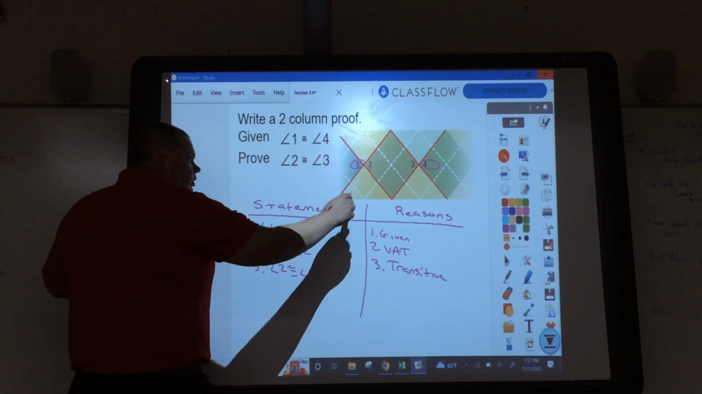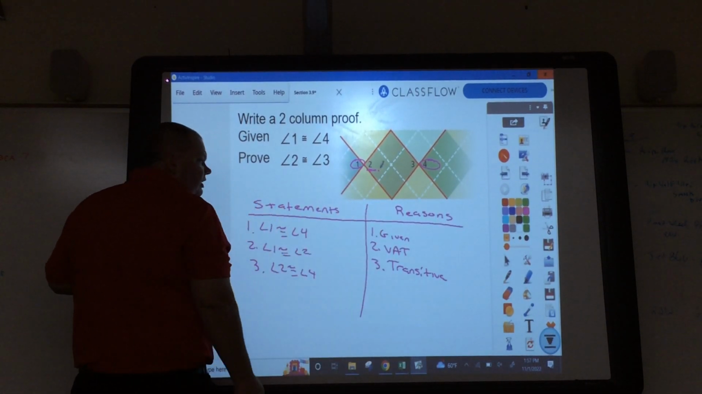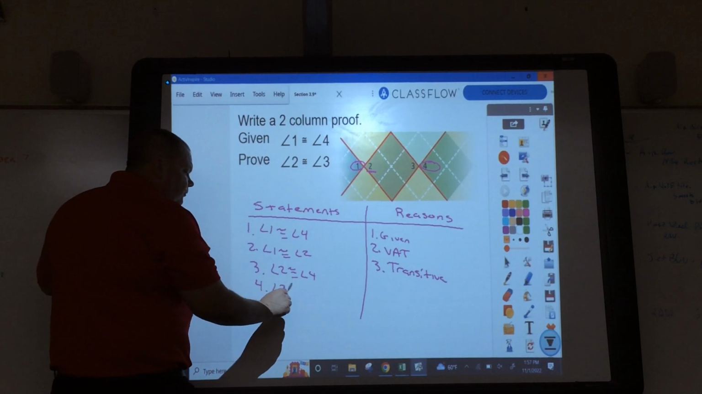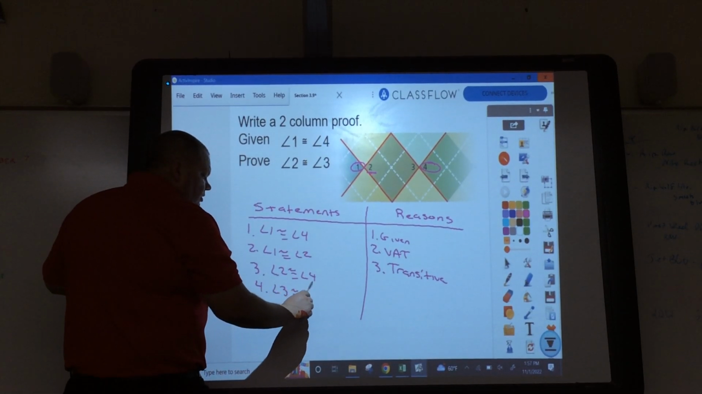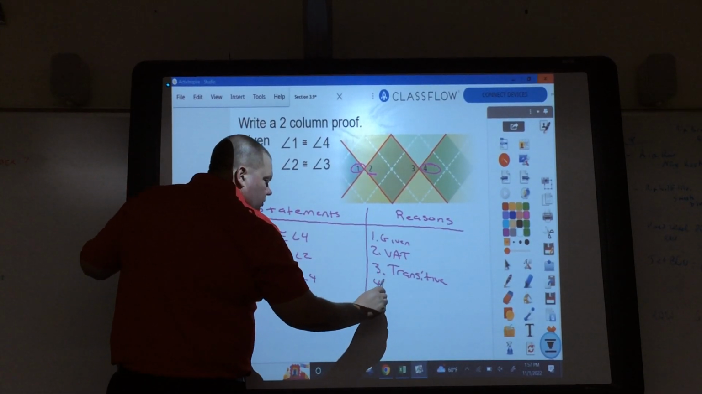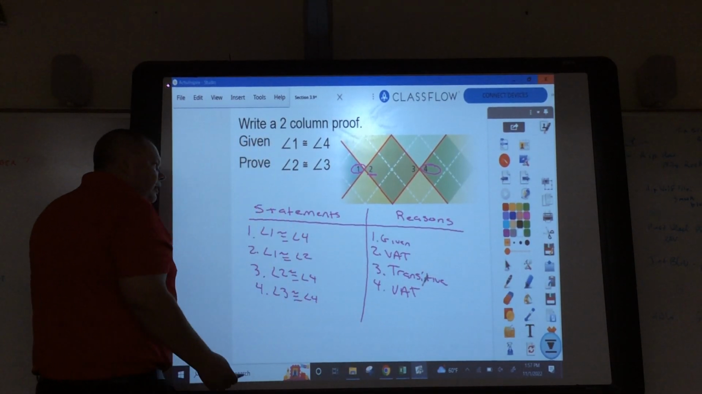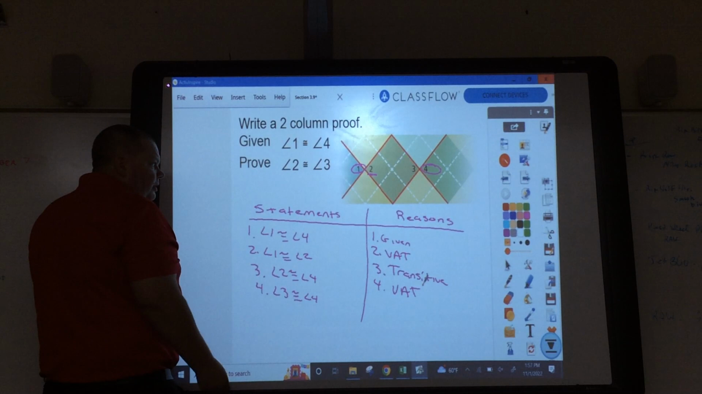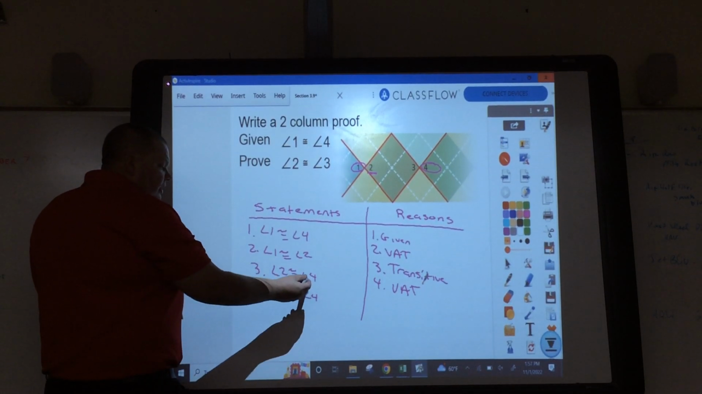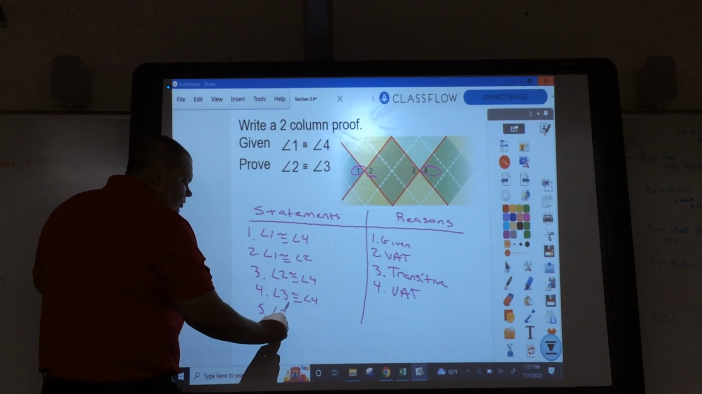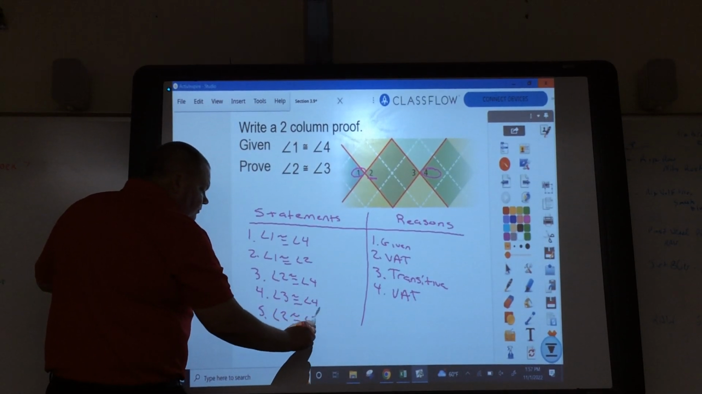Now, we're good with angle 2. We still need to get somehow that angle 3 is there. But you'll notice that angle 3 and 4 are also vertical angles. So we're going to go ahead and use the vertical angles theorem for that as well. We're not quite finished because we still want to show that 2 and 3 are congruent. But we notice that angle 2 is congruent to 4 and 3 is congruent to 4. So angle 2 is congruent to angle 3.